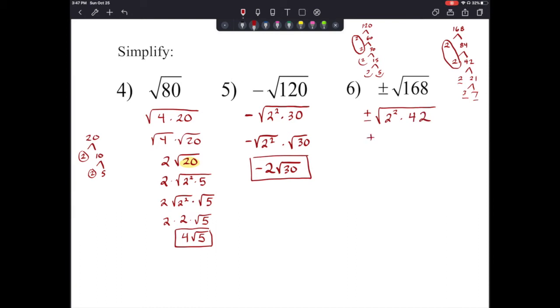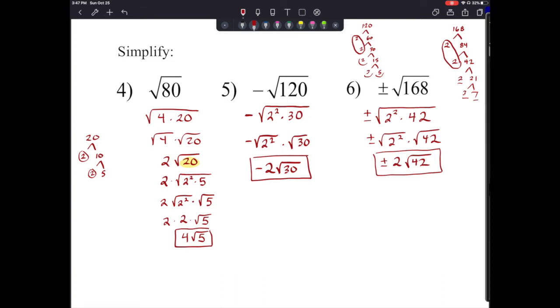And then we can take it and break it apart. The square root of 2 squared times the square root of 42. And the square root of 2 squared is just going to be 2. And then we'll leave the radical 42 on there. Positive or negative, 2 radical 42 would be our answer.